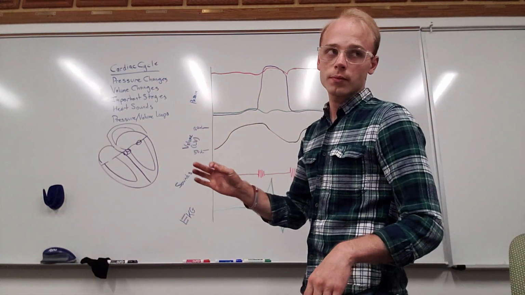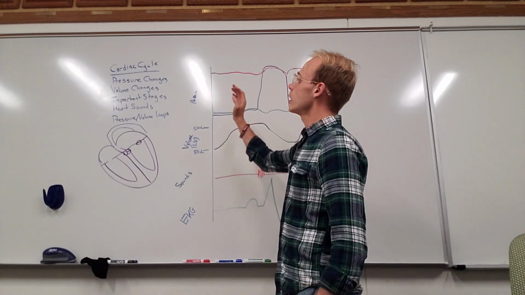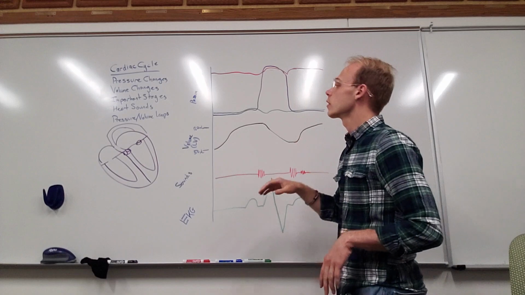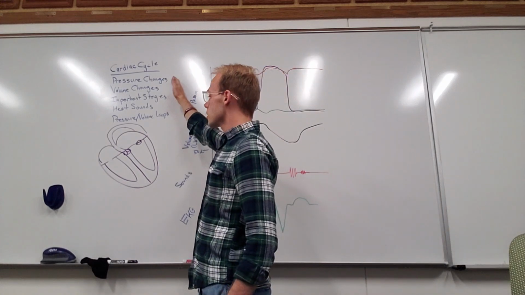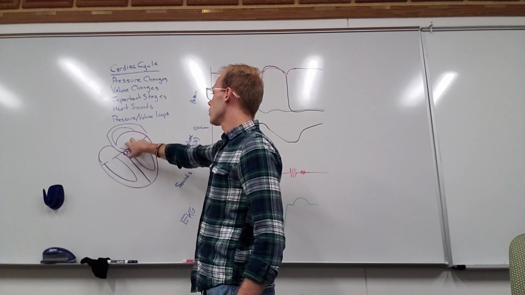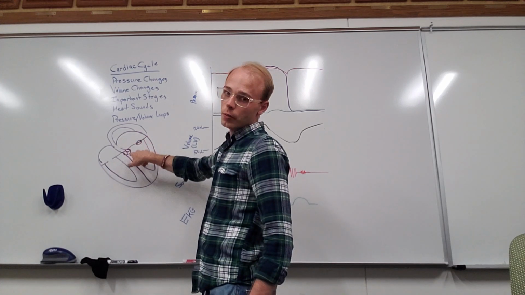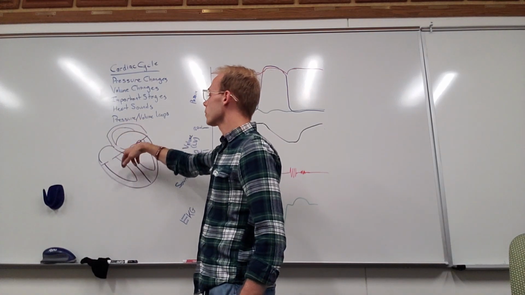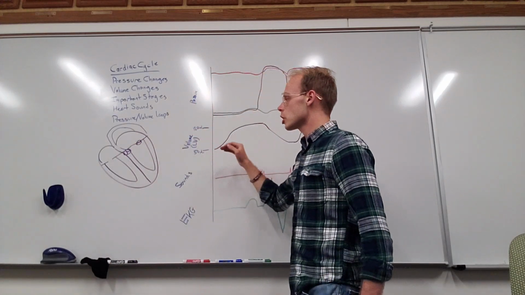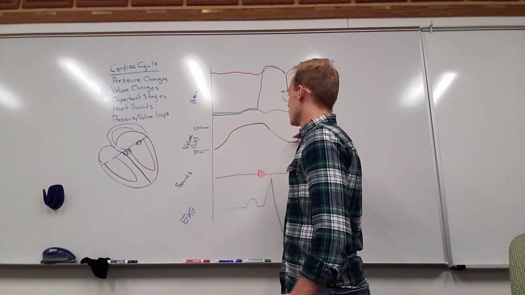For the second video, we're going to talk about the cardiac cycle. There's a lot of stuff. I'm going to go through and explain it all. We're going to talk about the pressure changes within the heart, dealing with the left atrium, left ventricle, and then within the aorta. We're going to talk about volume changes, mostly just within the ventricle. That's what this line is.